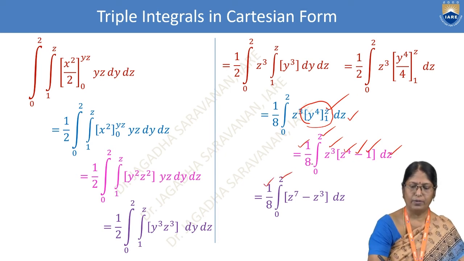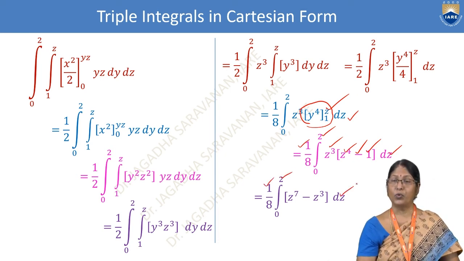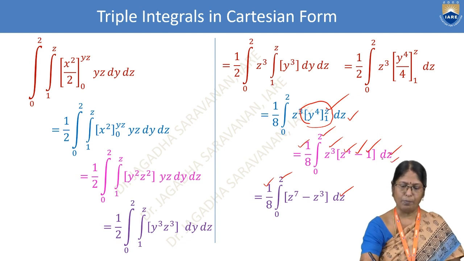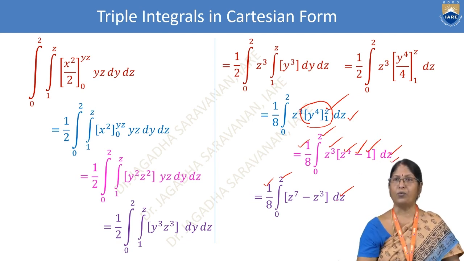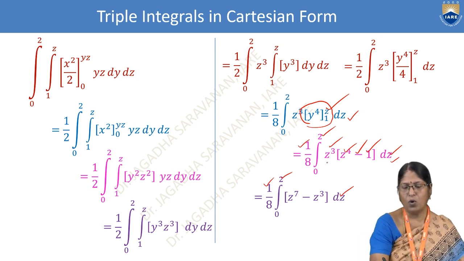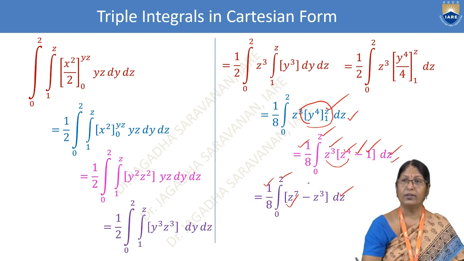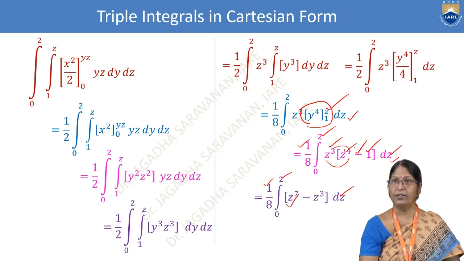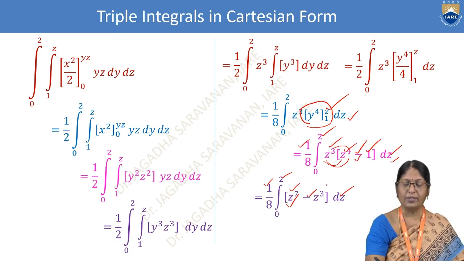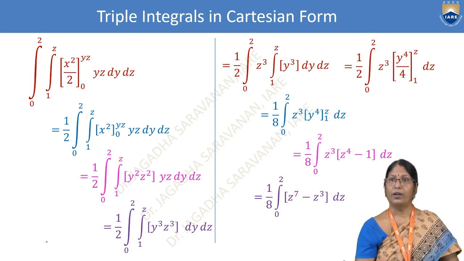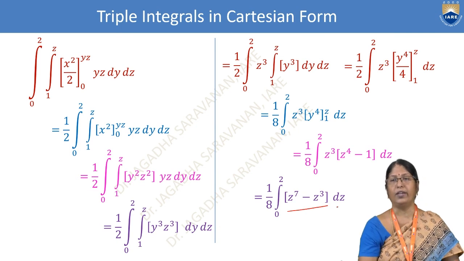Here, the 3 ticks from the before step, just they are written as it is. Now this z cube into z power 4 put together, that is, we add the powers. The bases are the same, so we can add the powers, exponential law. So z power 7. This minus sign as it is. Z cube into 1, z cube. Now we have to do the integration.